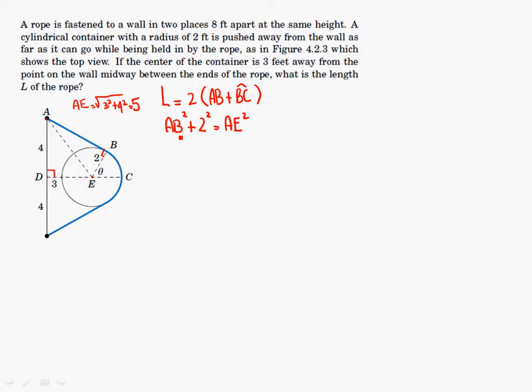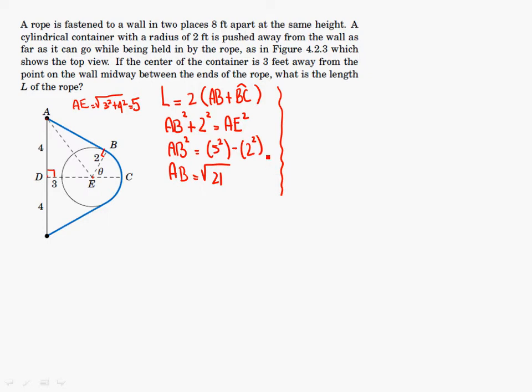Okay, so I can solve for AB, can I not? AB squared will be AE, which is 5, 5 squared minus 2 squared, right? So AB will be the square root of 25 minus 4, which is 21. So that works. So that's one part. That was the easier of the 2.